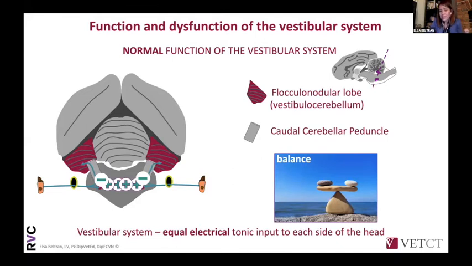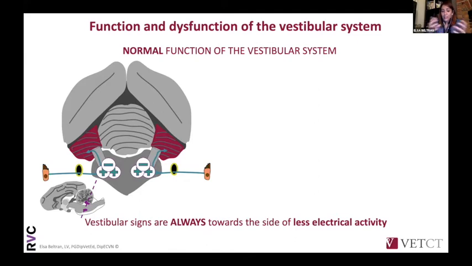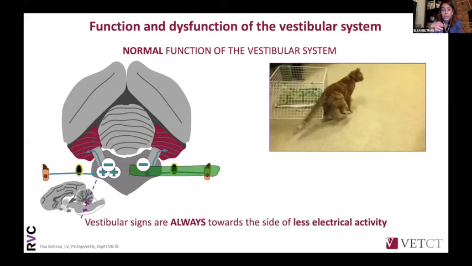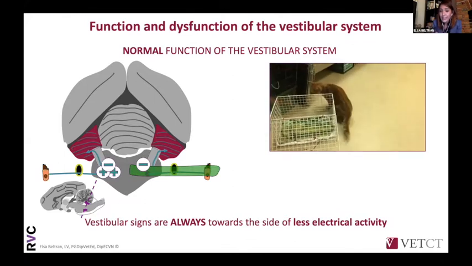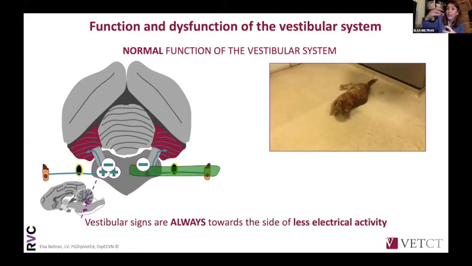So when we talk about the vestibular syndrome, the vestibular signs, and there is no paradoxical on this, the vestibular signs are always towards the side of less electrical activity. So if we have a lesion either in the inner ear or in the medulla oblongata, the vestibular signs are going to be towards the side of less electrical activity. And this is why you cannot rely on the vestibular signs alone to differentiate if we're talking about a central or a peripheral problem, because the patient is going to have a head tilt, a pathological nystagmus, sometimes this rolling.